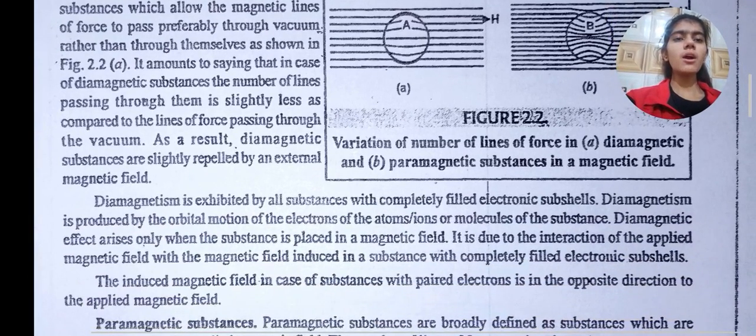Diamagnetism is exhibited by all substances with completely filled electronic subshells. Diamagnetism is produced by the orbital motion of the electrons of the atoms, ions, or molecules of the substances. The diamagnetic effect arises only when the substance is placed in a magnetic field. It is due to the interaction of the applied magnetic field with the magnetic field induced in a substance with completely filled electronic subshells. The induced magnetic field in case of substances with paired electrons is in the opposite direction to the applied magnetic field.